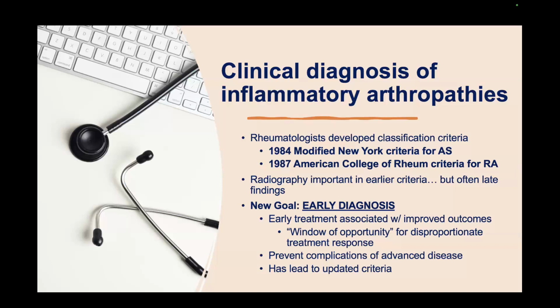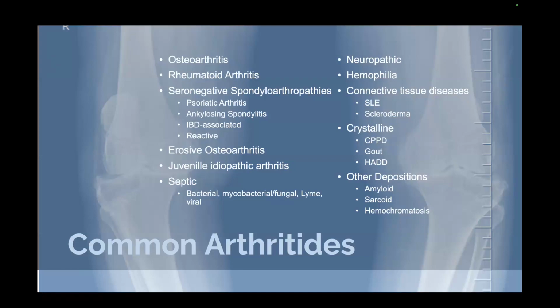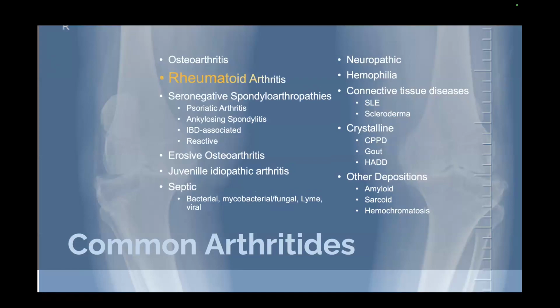There's been a real shift in the last few years to have an earlier diagnosis, because by identifying people with early disease, you can implement treatments that can really prevent advanced disease even developing. And because of that, it's led to a significant change in the criteria of many of these diagnoses. So going back to our list, let's go through the first one, rheumatoid arthritis.